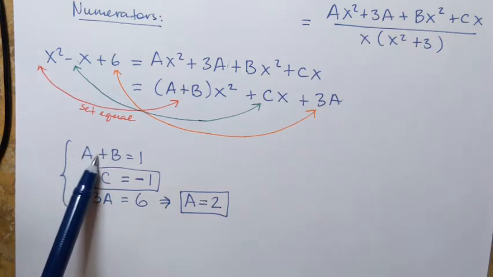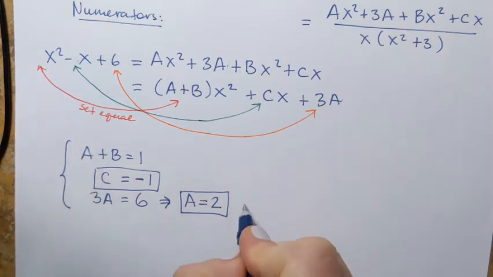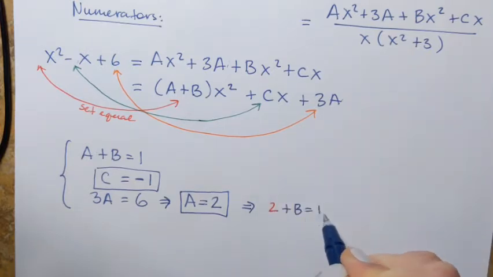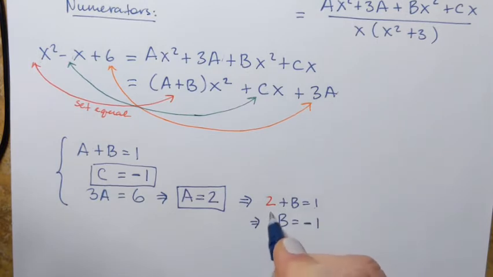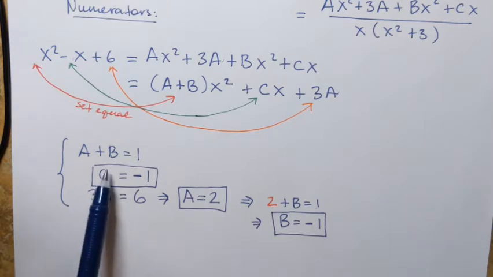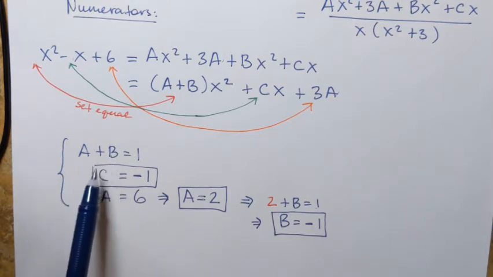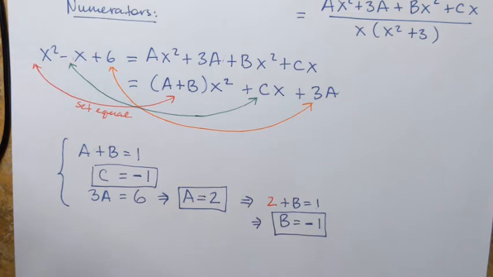And knowing a, I can always find b. So if a is 2, from here, 2 plus b equals 1. That means b equals, I subtract 2 from each side, b equals negative 1. So we found a, b, and c. Now a lot of times you'll have to do a few more steps here to solve the system, but just use either the elimination method or the substitution method to find those values of a, b, and c.